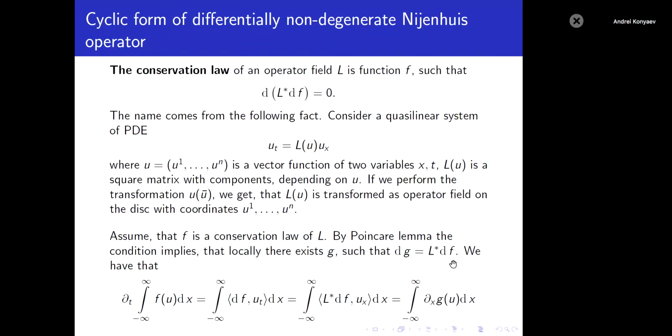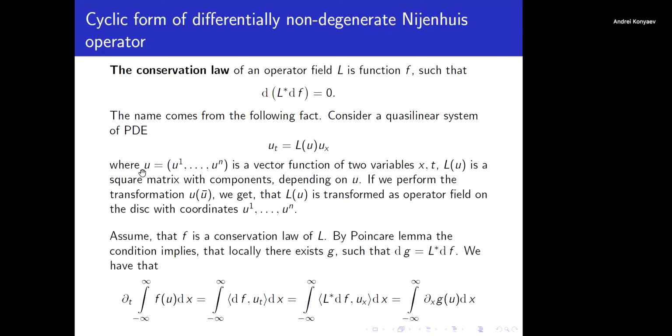We start with a conservation law. What is a conservation law of an operator field? It's a function such that if you take the differential, you take L star, and you take a differential again, you get 0. Sounds kind of complicated, but it has a very nice meaning. Consider a system of PDEs, partial differential equations. Those are quasi-linear systems. There are a lot of physical processes that are reduced to such systems.